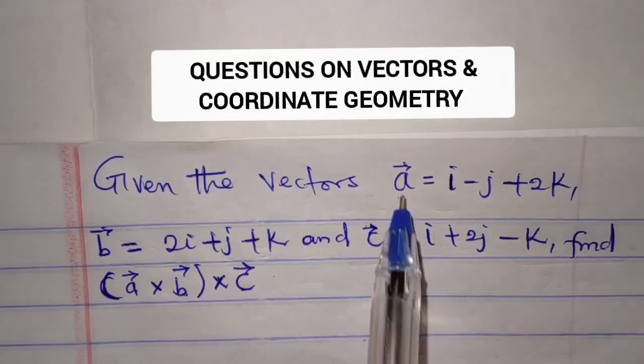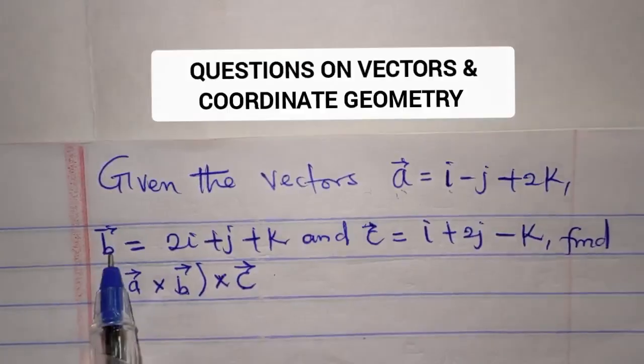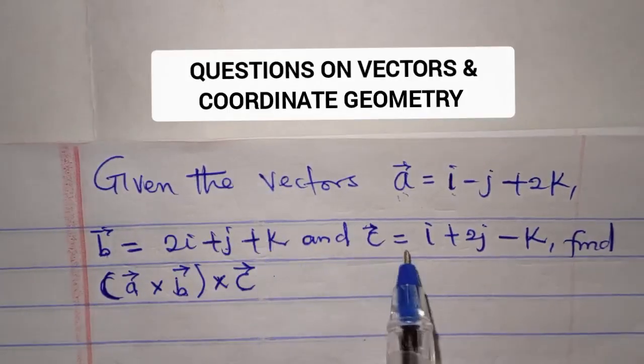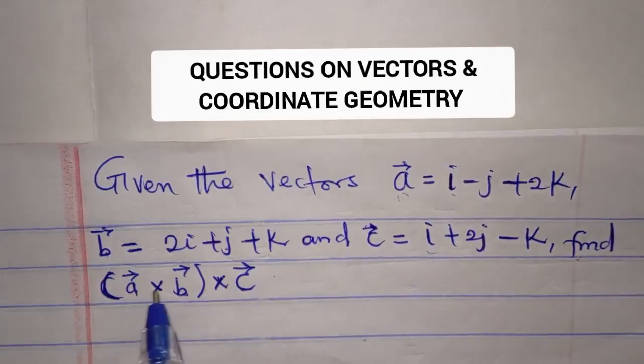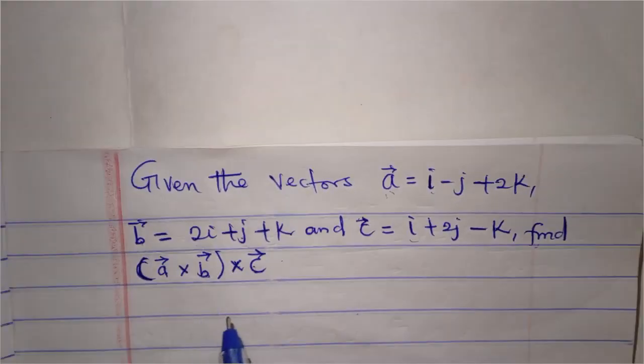Given the vectors A equal to i minus j plus 2k, B equal to 2i plus j plus k, and C equal to i plus 2j minus k. Find A cross B cross C. This is a triple cross product. So let us determine it.